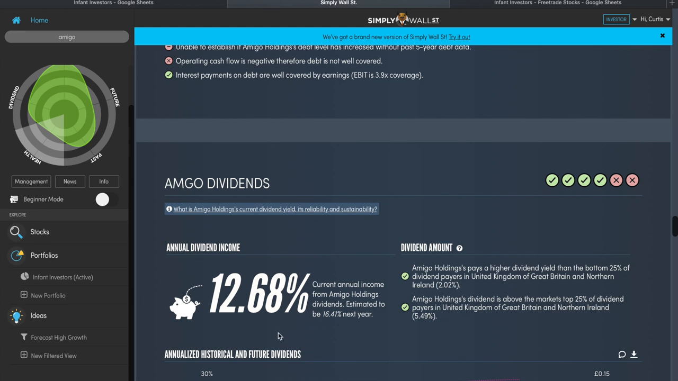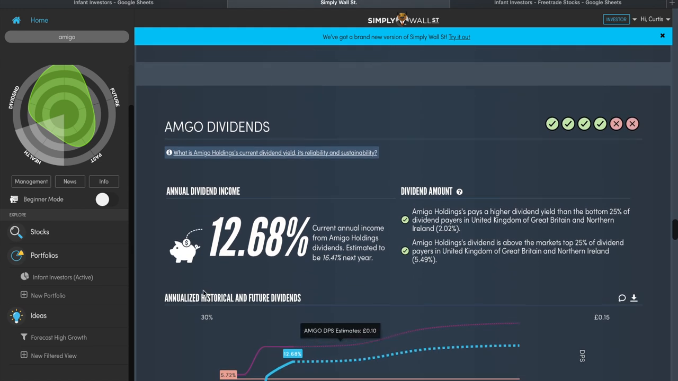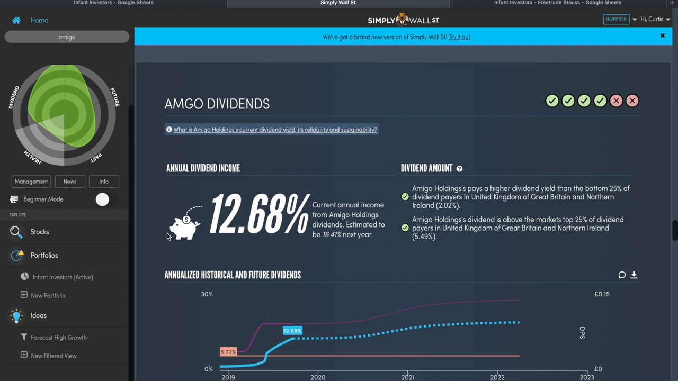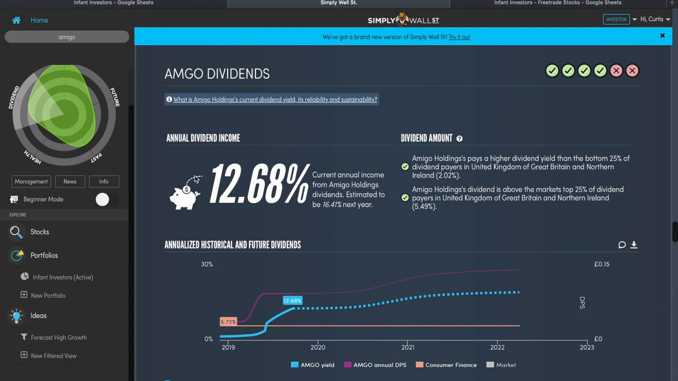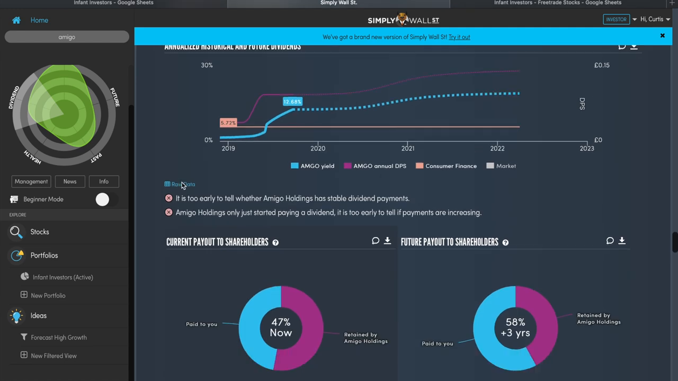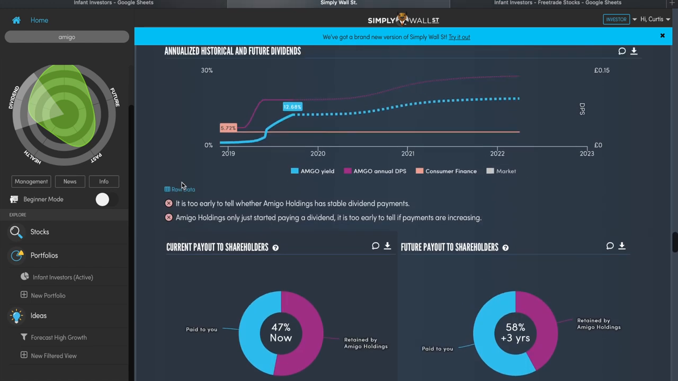Their dividend is 12.68%, expected to be 16.41% next year. As you know, the dividend yield is always in relation to the share price, right? So if their dividend per share is not increasing and their dividend yield is increasing, it's primarily because their share price is decreasing. And if they're expected to go to 16.41%, it's probably because they expect the dividends to drop, the share price to drop as well. So although 12.68% looks very, very attractive, it's definitely something to be careful of.